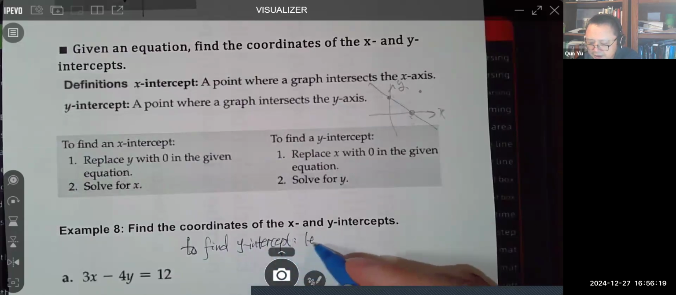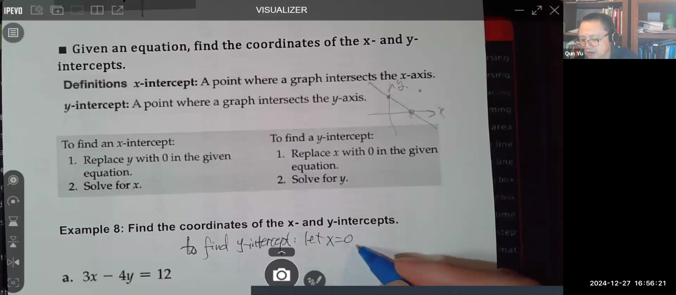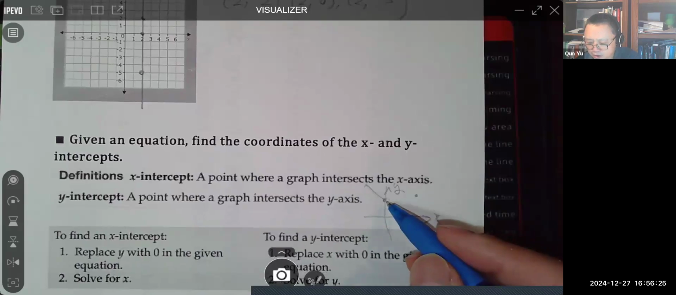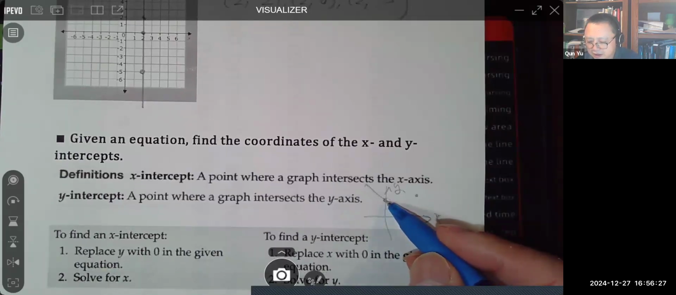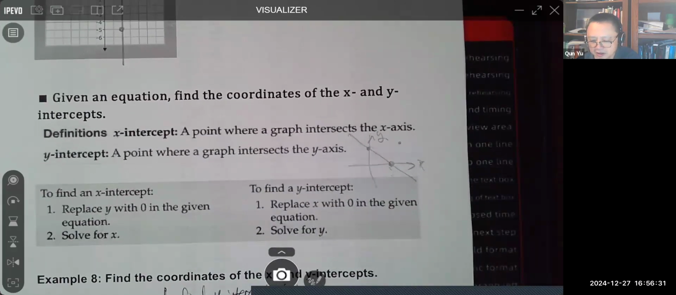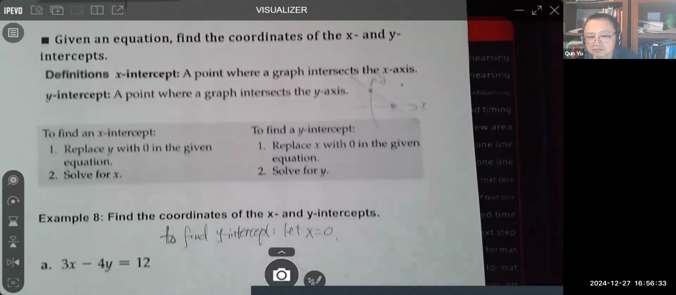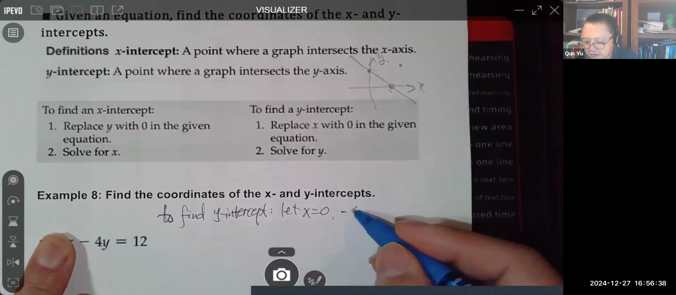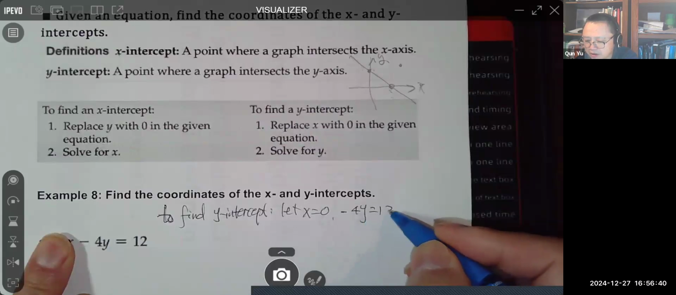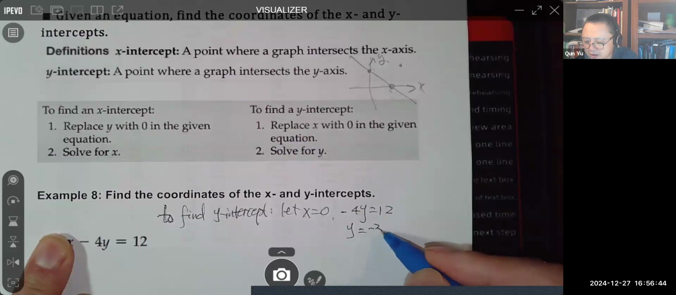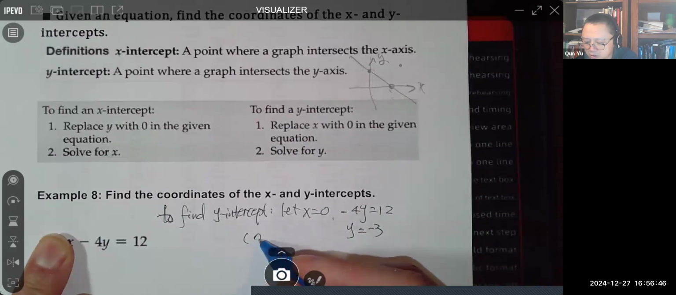We let x value to be 0 because only on this whole line, only one point has x value 0. That's the y-intercept. That's why we just let x be 0. X is 0, so this term is gone. We get negative 4y equals 12. So 12 divided by negative 4, y is negative 3. So the y-intercept coordinates are (0, -3).